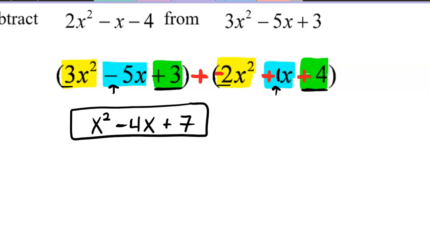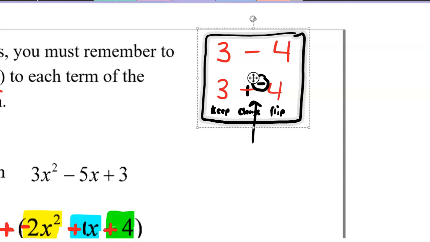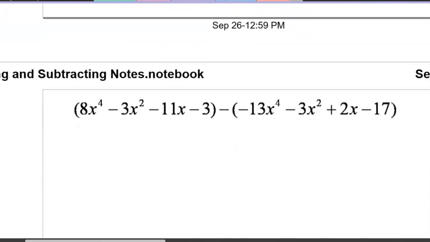So the only other wrinkle we've got to think about here is when we are presented with subtraction of polynomial terms, we're going to use that same concept from middle school where we're going to keep the first term the same, change our problem to an addition problem, and then we're going to flip every term in the second polynomial to then make it an addition problem.